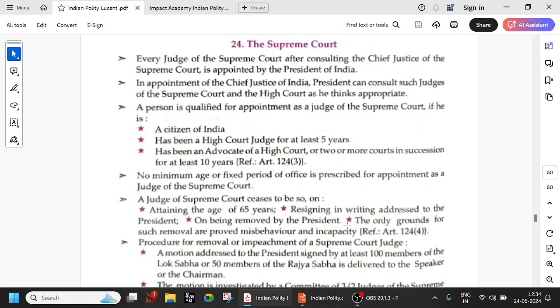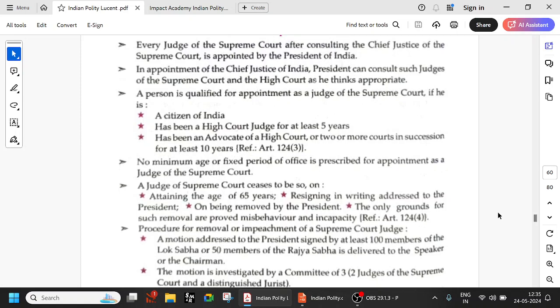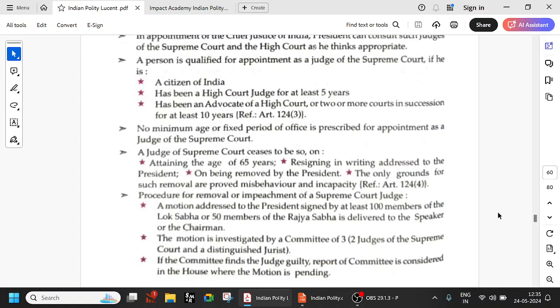On being removed by the President, the only grounds for such removal are proven misbehavior and incapacity. Only once has there been a resolution, but even that was not passed, I think. So no Supreme Court or High Court judge has ever been impeached so far.